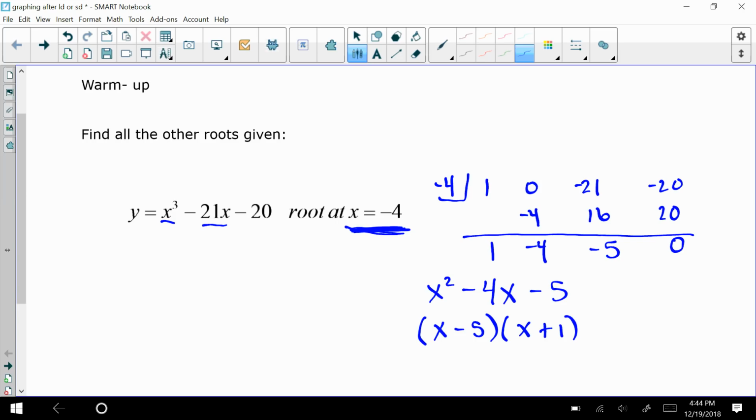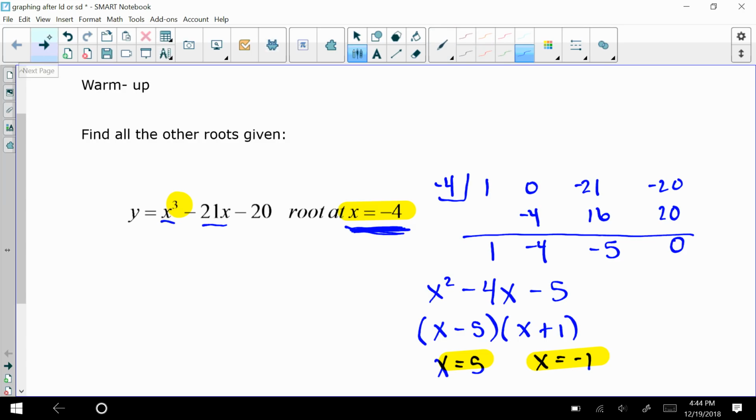So now I take a look at these two things, and I know my two other roots are at 5 and -1. So I found 3 roots. Well, one of them I gave to you, and then we found the second root and then the third root. Remember, the degree tells you how many roots you should have.